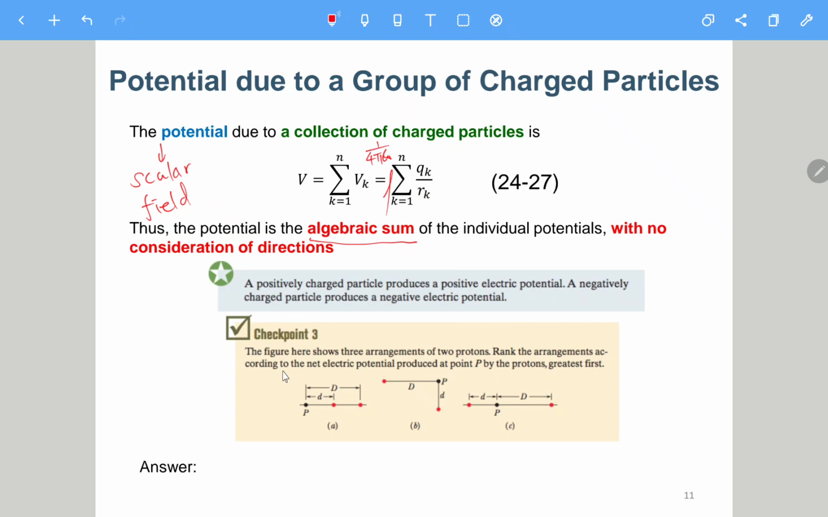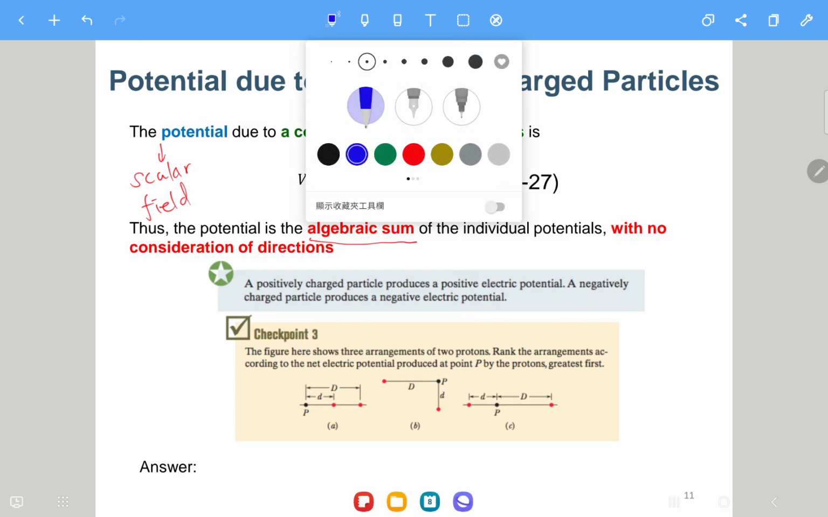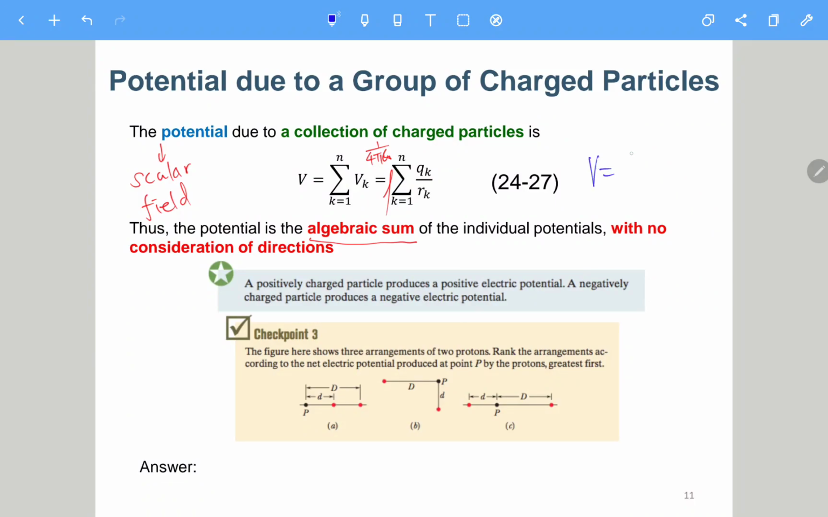Okay, so here we have a quick checkpoint. Before the quick checkpoint, we have a highlight. It says a positively charged particle produces a positive electric potential, and a negatively charged particle produces a negative electric potential. So it is very trivial because the expression is V equals 1 over 4 pi epsilon naught, and then Q over R. So this one is a positive value. This one is also a positive value. So if Q is positive, this is positive. If Q is negative, V is also negative. So this is very trivial.